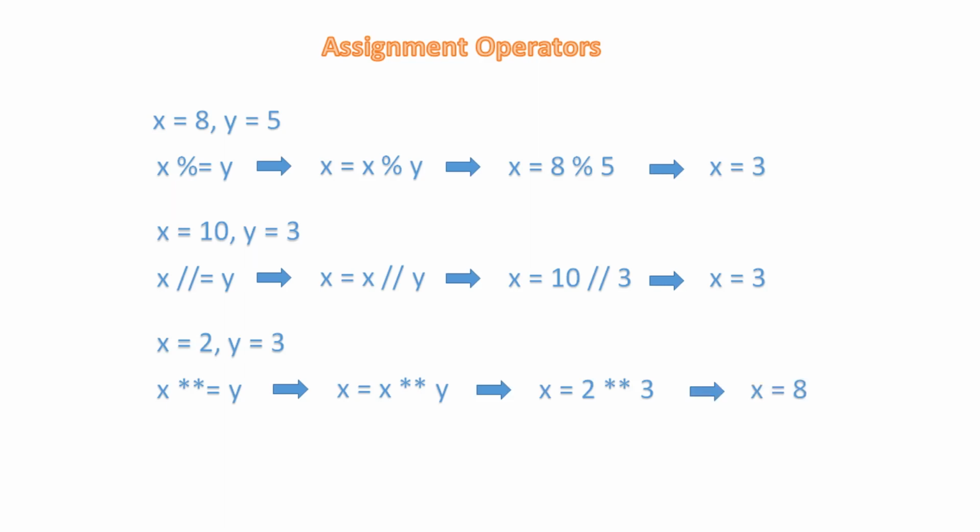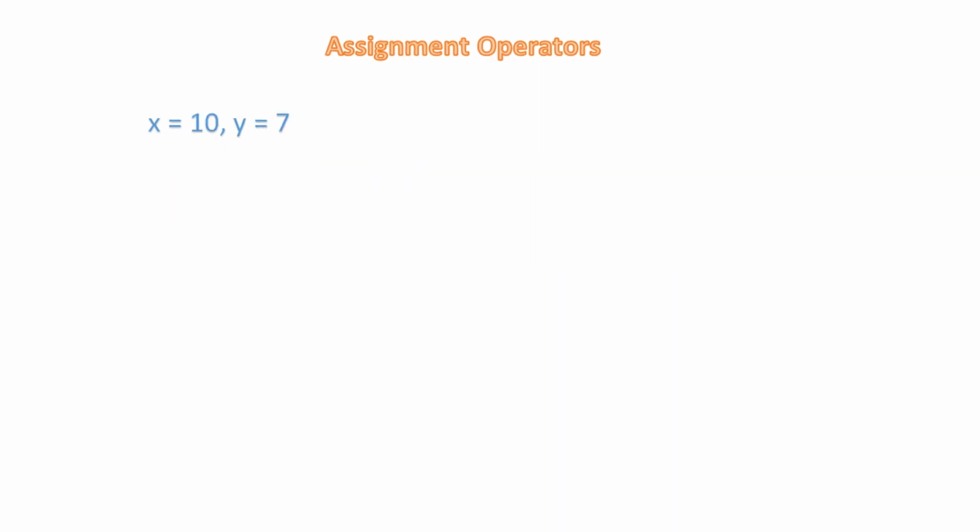Now x value is reassigned to 8. Let's assign x is equal to 10 and y is equal to 7. x &= y. We can write it as x is equal to x bitwise and y. So 10 bitwise and 7 is equal to 2. Now 2 is reassigned to x. This is assignment operator combined with bitwise operators. To know about bitwise operators, you can view my videos on bitwise operators in playlist.